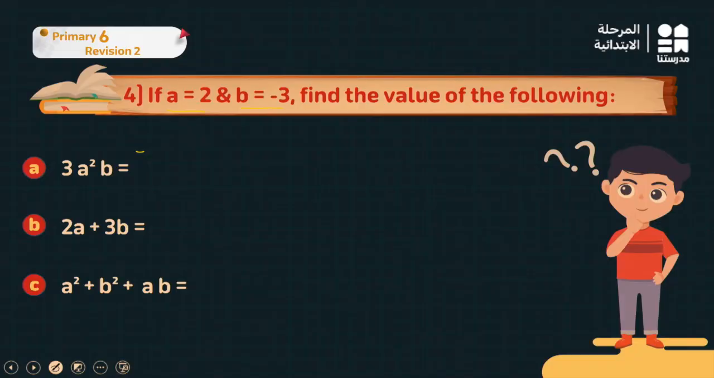Now I have 3a power of 2b. Here I'm supposed to know that 3a means 3 times a times b and a power of 2. So what am I supposed to do? I am going to replace the unknown with its value.